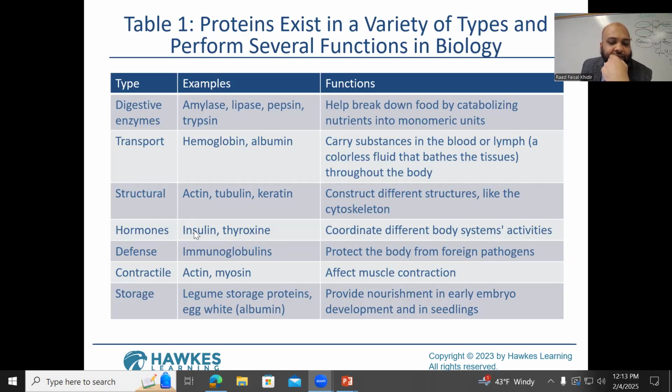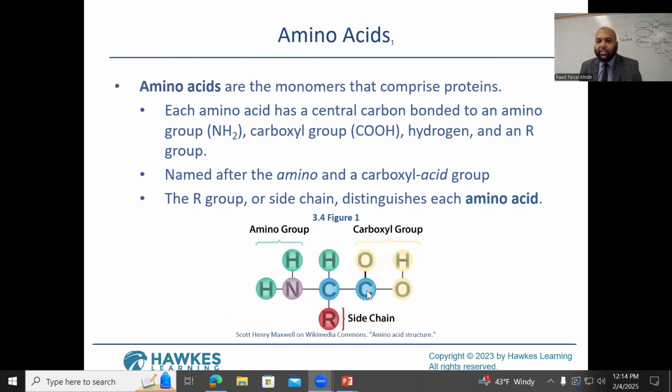These are proteins. And we talked about actin and myosin. They are important for the contraction of the muscle cell. Storage: we have the legume storage proteins and egg white. These are there to store proteins, and they provide nourishment in the early embryo. These are the legume storage proteins, and they're for development in the seedlings.